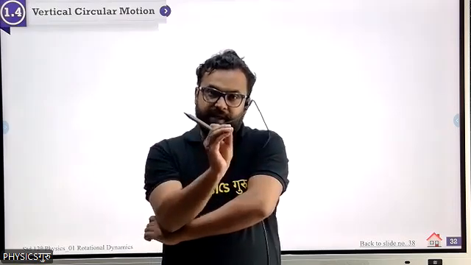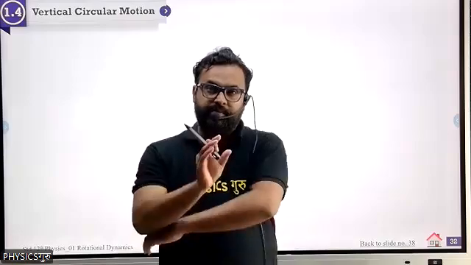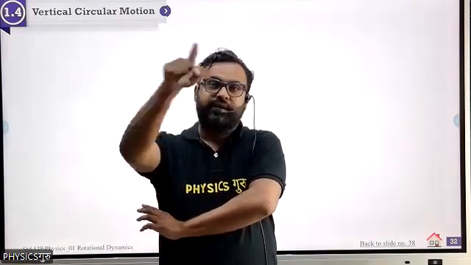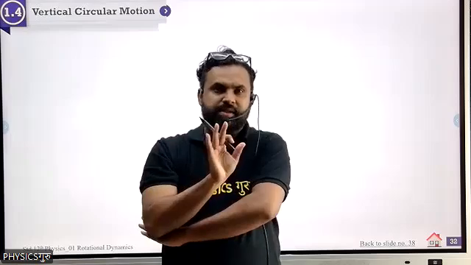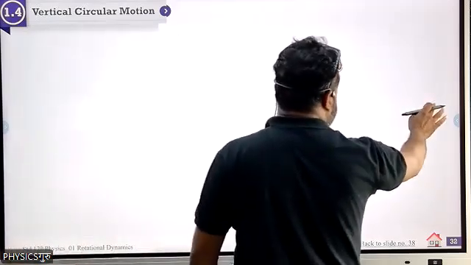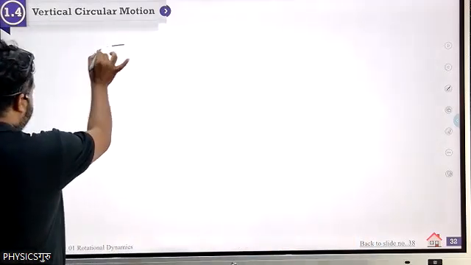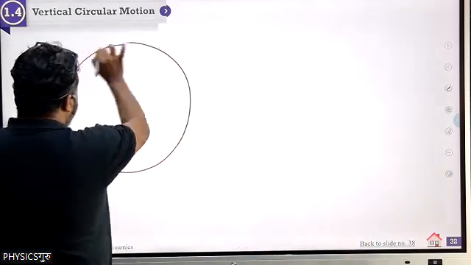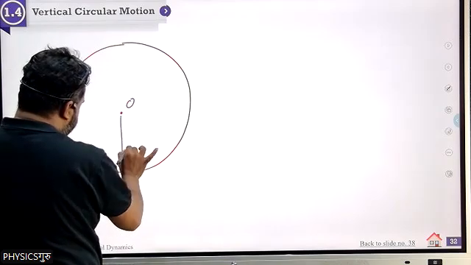When a body moves along the circumference of any circle, such type of motion is called circular motion. For example, if you observe this figure, this is the circumference of a circle, and this circumference has radius r.